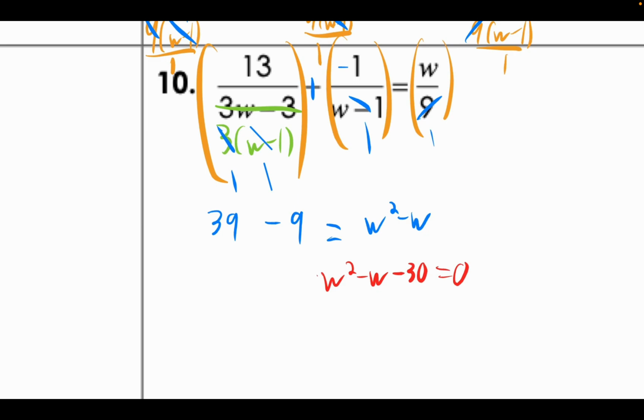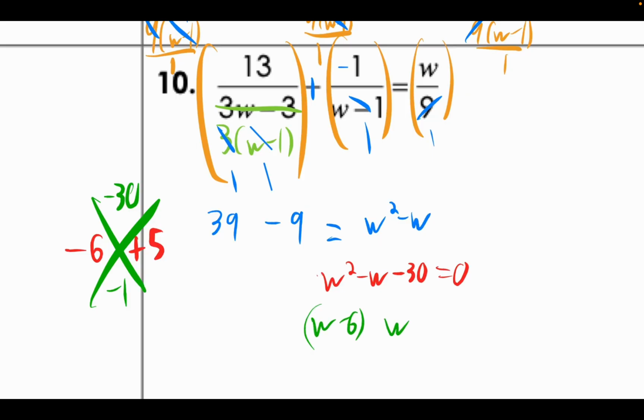3 terms, no GCF, so we go ahead and make the x. Top of the x is negative 30, bottom of the x is negative 1. So the two sides that'll work here are going to be a negative and a positive. It'll be negative 6, positive 5. Finally, we can use a shortcut again since it's a 1w squared. So you have w minus 6 and w plus 5 equals 0.